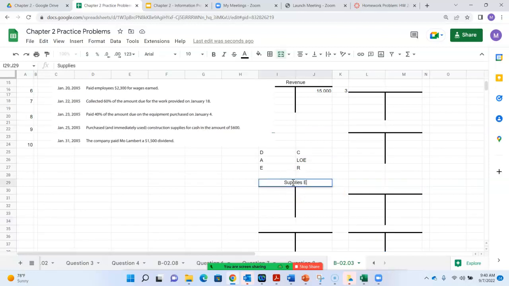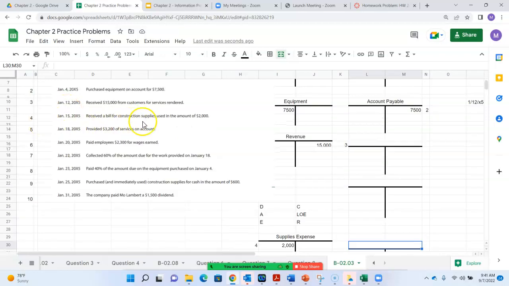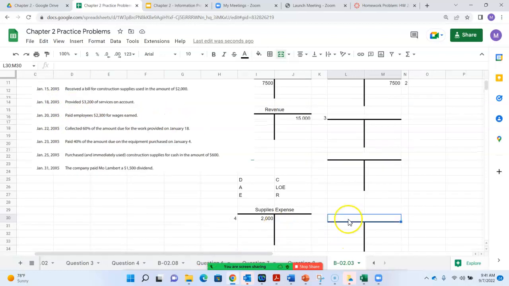Supplies expense. This is an expense. To increase an expense, you have to debit the account. This relates to transaction number 4. The offsetting one, right? We go back over here. Received a bill for construction supplies used. Have we paid it yet? No, it's a future obligation. Therefore, this is accounts payable of $2,000. Relates to transaction number 4.